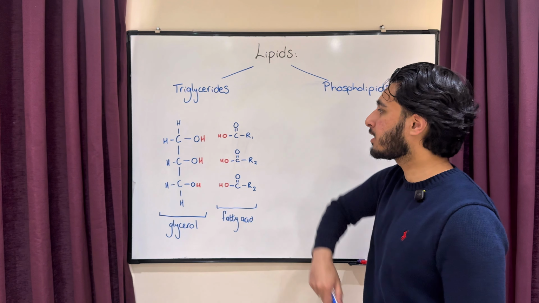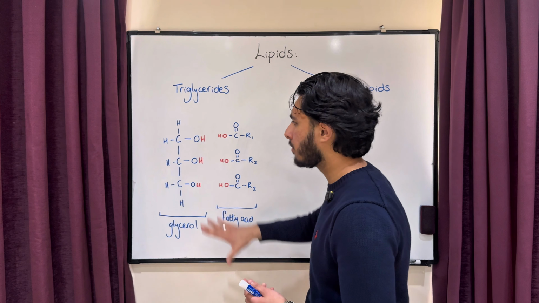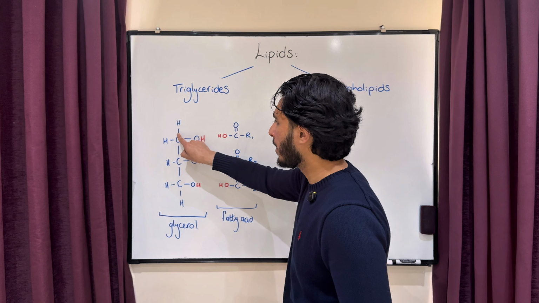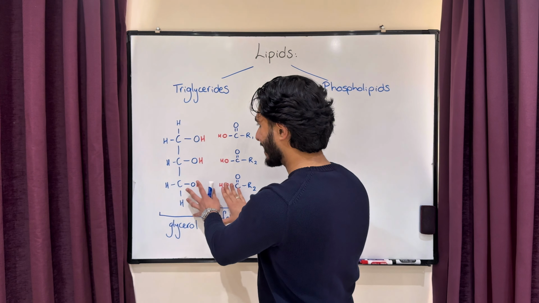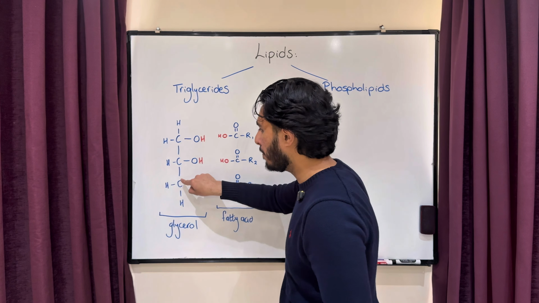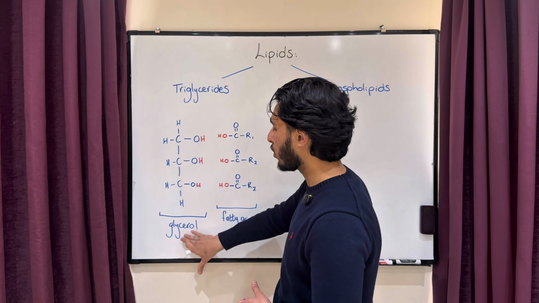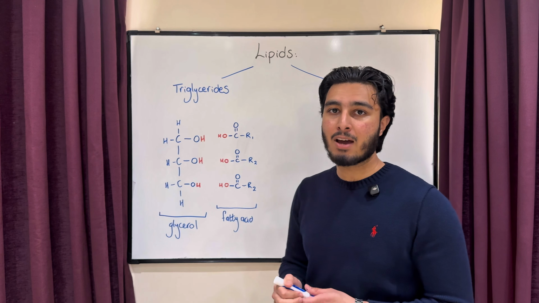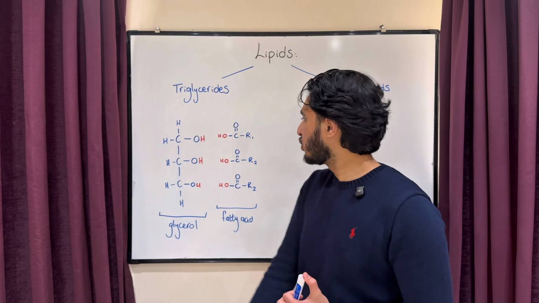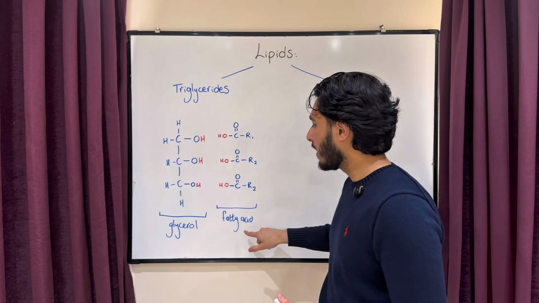Let's have a look at triglycerides first. You need to know the displayed formula. So it's just a formula of all the carbons and the hydrogens and the oxygens. So we're showing all the atoms and all the bonds. And what happens is we've got a glycerol molecule. That is your glycerol. And then we're going to have three fatty acid chains. That's the first one, second, and third.